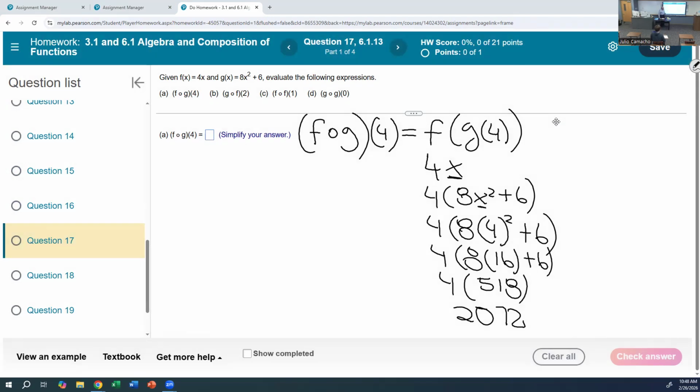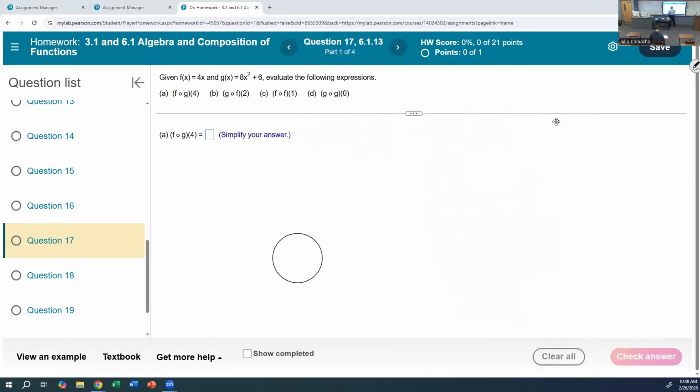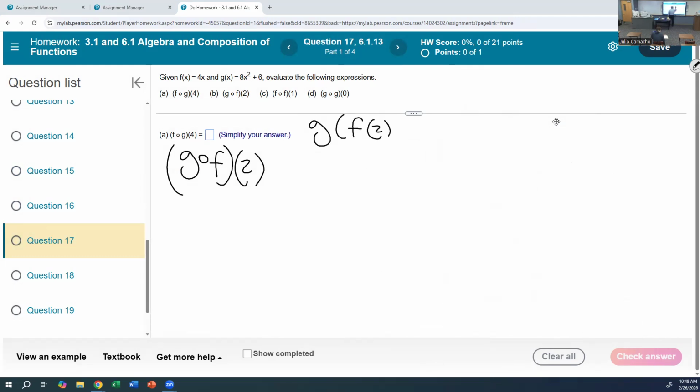Let's do B. Let's finish 17, because practice makes things perfect. So B is the opposite game. B is g circle f of 2, and that is equal to g of f of 2.